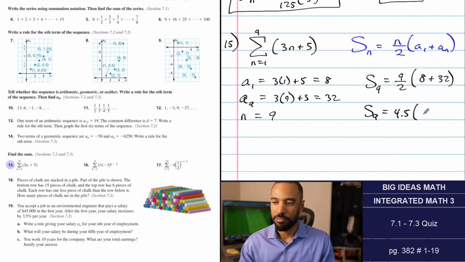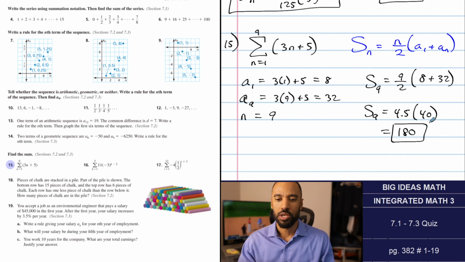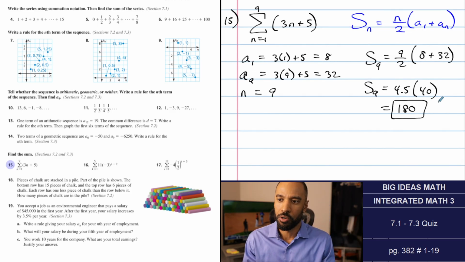That's 4.5 times 40, which is 180, I believe. So you got a sum of 180 for those terms.